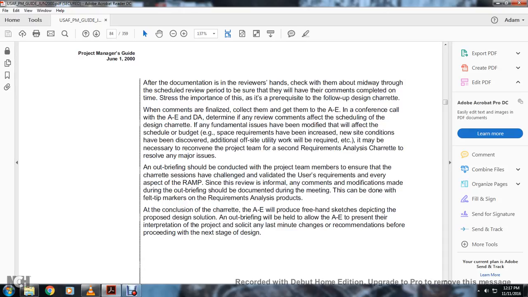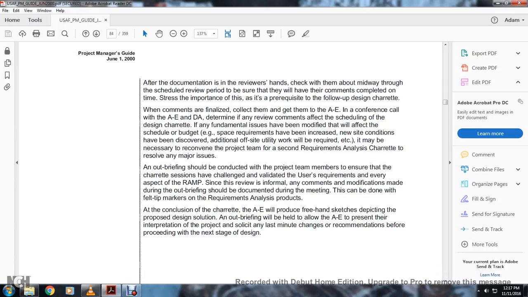An audit briefing should be conducted with the project team members to ensure that the charette extension of the requirements has been challenged and validated against the user requirements, every aspect of the program. The formal review comments with the modifications made during the briefing should be documented. During the meeting, this can be done with a felt tip marker on the requirements analysis product.